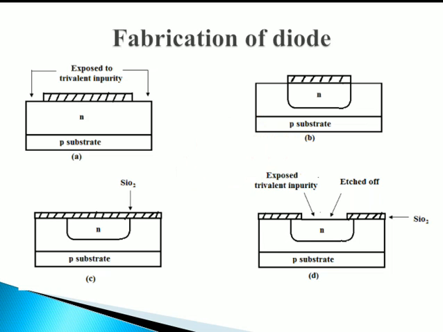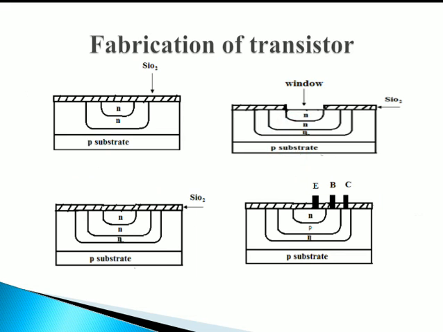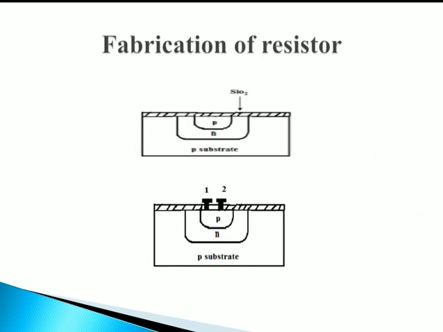After that, what will you do? The diffusion of trivalent impurities to form a P-type island, right? Again your oxygen will be blown to form a complete SiO2 layer. Then a window will be etched to expose the P and N islands. With the help of depositing metals, your electrical contact will be made with the anode and cathode, right? So the process I had explained of diode and transistor included this itself. Now here it has been explained separately, right? So this is how fabrication of transistor and fabrication of diode takes place.